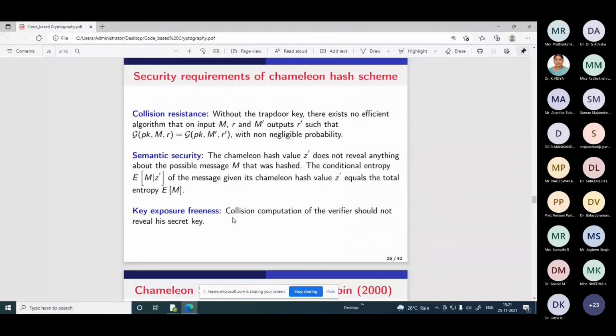The chameleon hash scheme has to satisfy the following security requirements. One is collision resistance, similar to the hash function. So it should resist the collision.